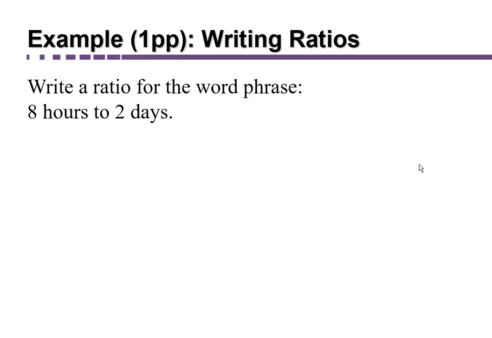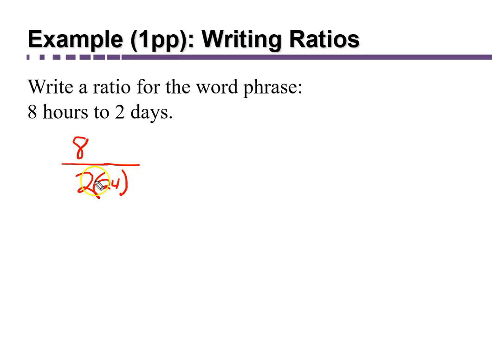Now here is our first example. Again, write this up in your notes, and I'll do it for you here. Now, when you write a ratio, the first one is on top, the second one is on the bottom. But notice, this is 8 hours to 2 days, so that wouldn't be the proper way. We would have to convert the days to hours by multiplying each day as 24 hours.